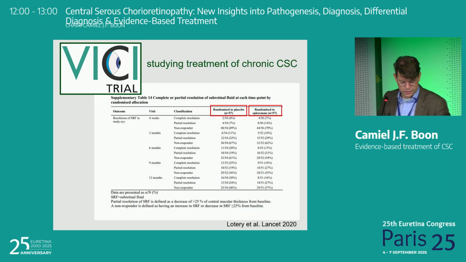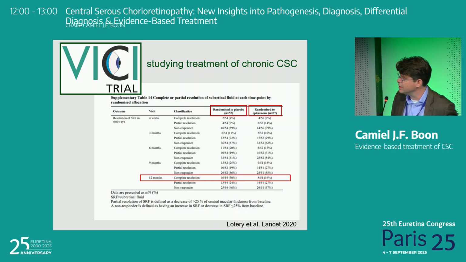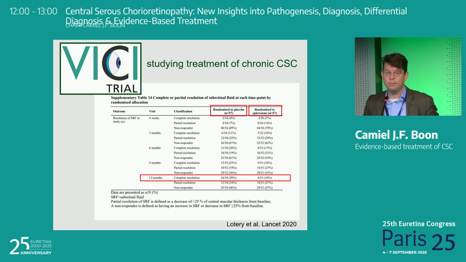Now have a look at this. On the left is placebo, right is eplerenone, and at 12 months, 30% of the placebo-treated patients had a complete resolution of subretinal fluid on OCT. And by the way, an additional 24% had a partial resolution. So more than half of them had an improvement or a complete resolution, compared to, by the way, only 16% of the eplerenone-treated patients.